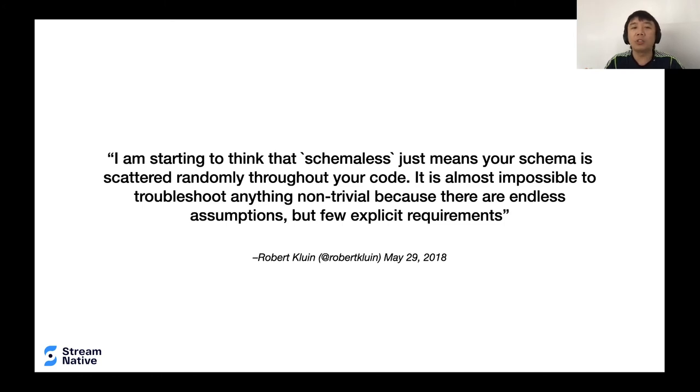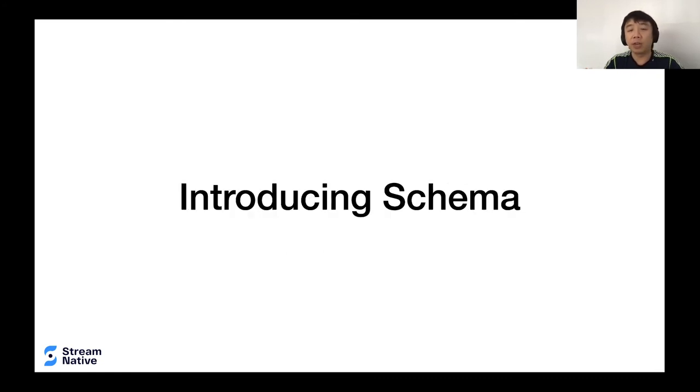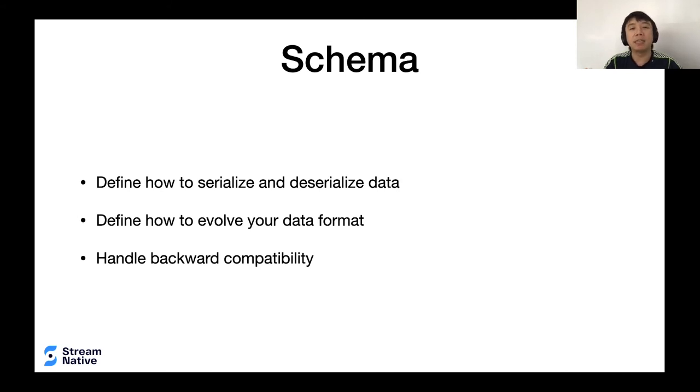So usually you want some way to enforce some sort of schema or structure in your data, to make sure every producer produces the data in the structure that was agreed by both producers and consumers. One way to achieve that is with a schema, and that led to the introduction of schema within Pulsar. And what does schema do? In its simple form, it basically defines how to serialize and deserialize data.